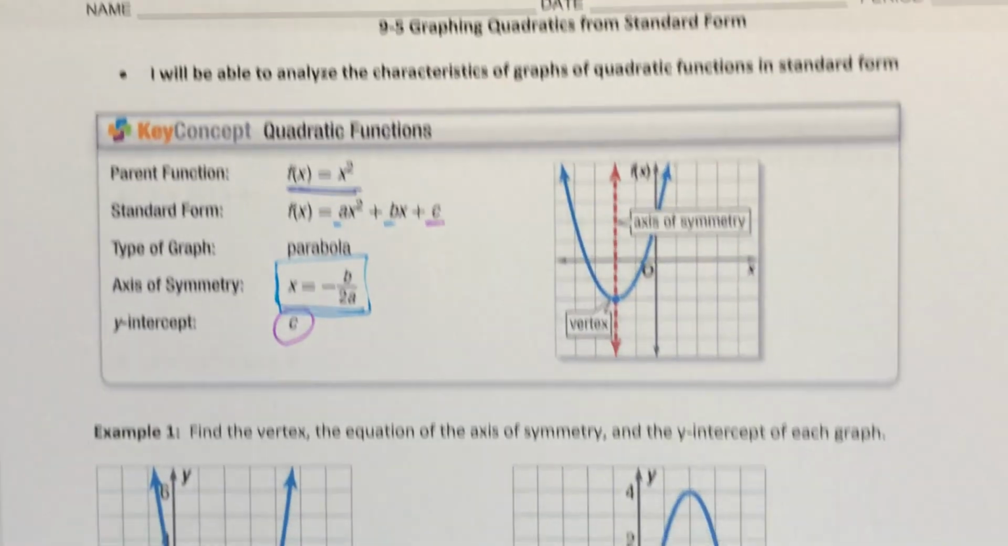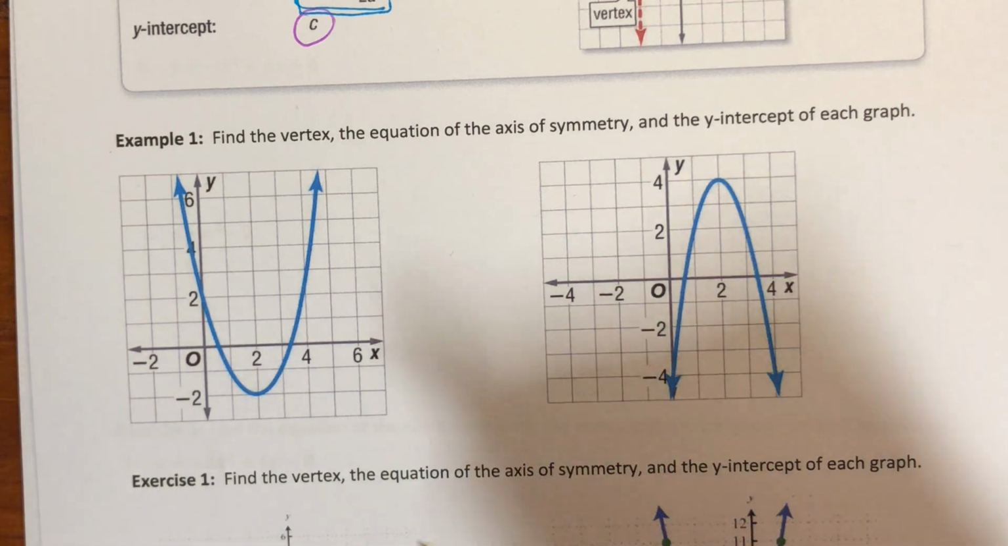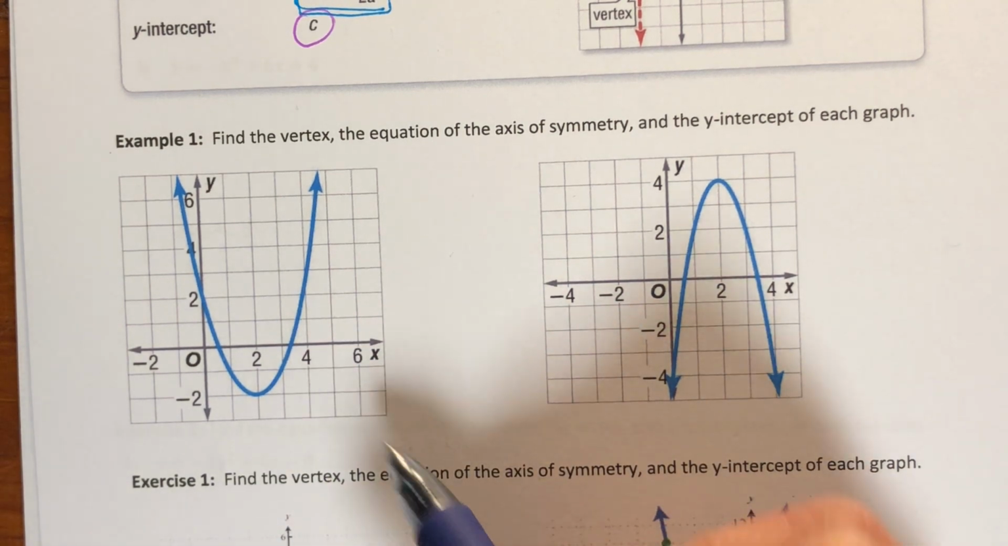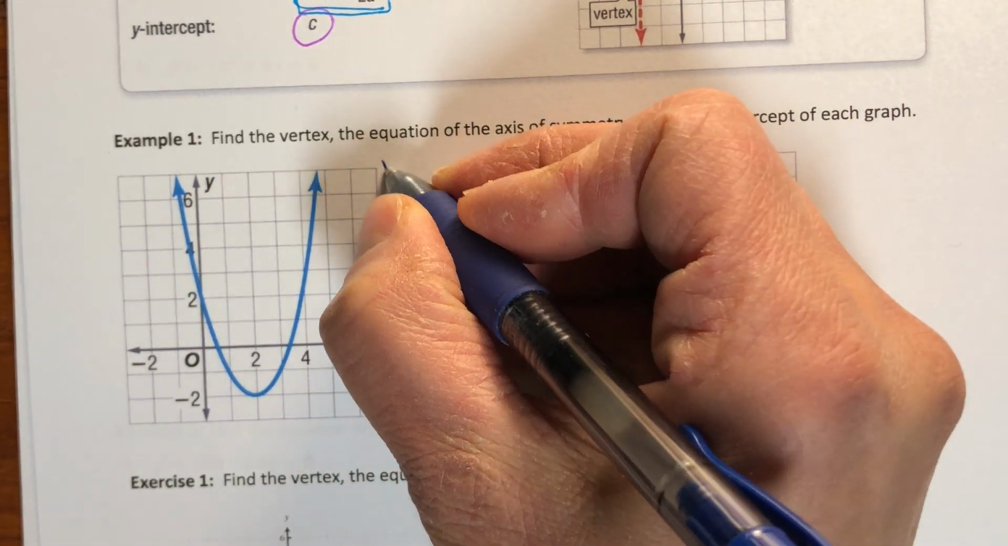All right, let's take a look at example 1. I am going to do both of them, and then you will have an assignment to do exercise 1, which is going to be extremely similar. So what we are doing is we are looking at the graph, and we are going to find the vertex. That's our first thing.